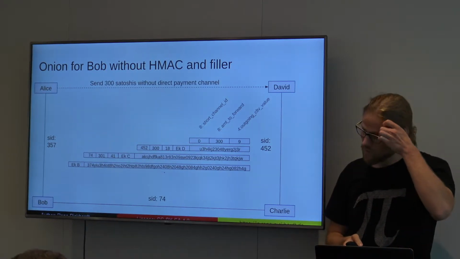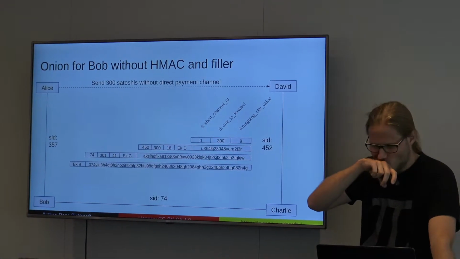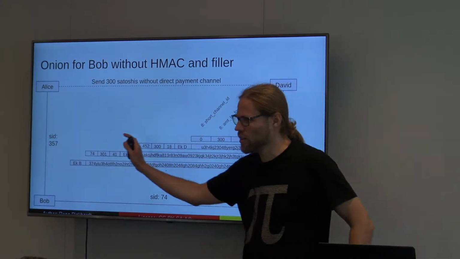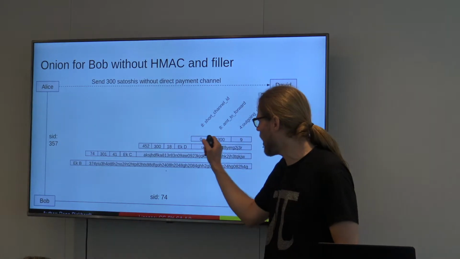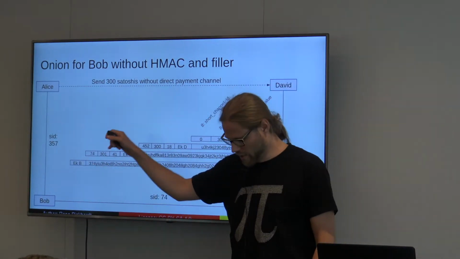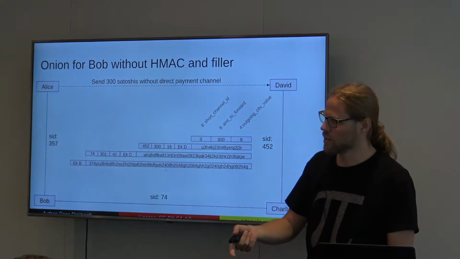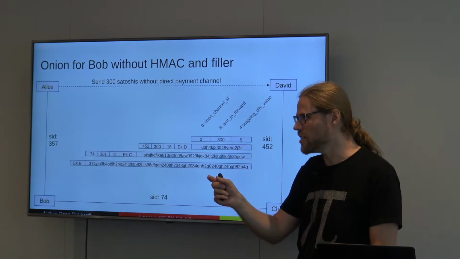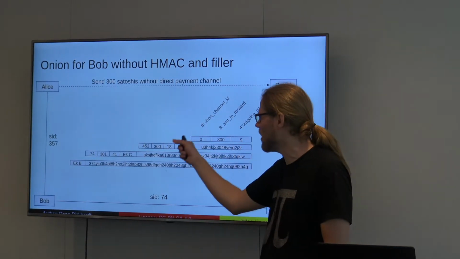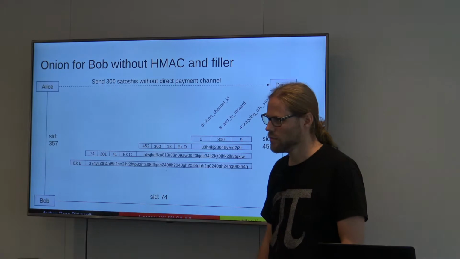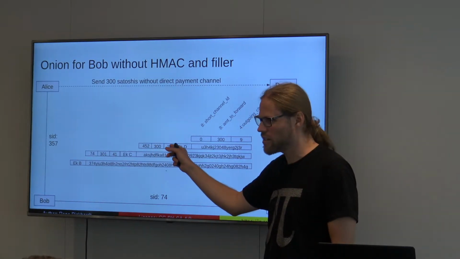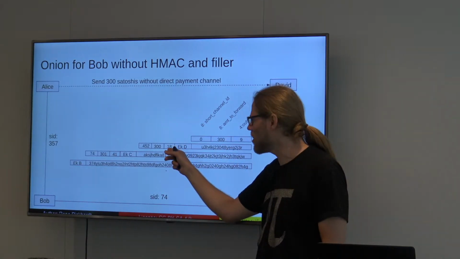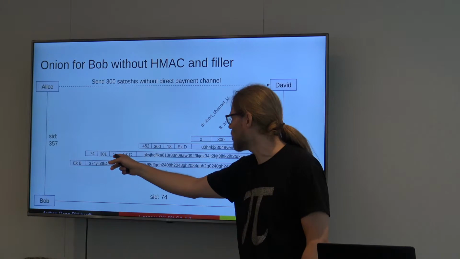So the CLTV delta, who creates that? Alice is creating this entire onion, and Alice is defining all these values. What Alice does is look at the gossip protocol to see what the CLTV deltas are for each channel, and she's basically adding them up. For this channel, there's a CLTV delta of 9. Since we started with 9, she's adding another 9, so now we have 18. And then comes 23.